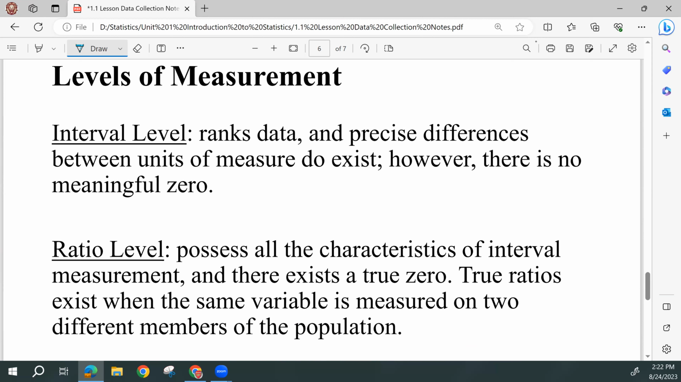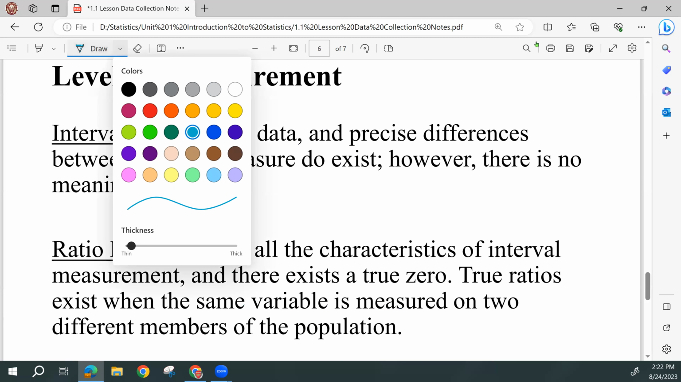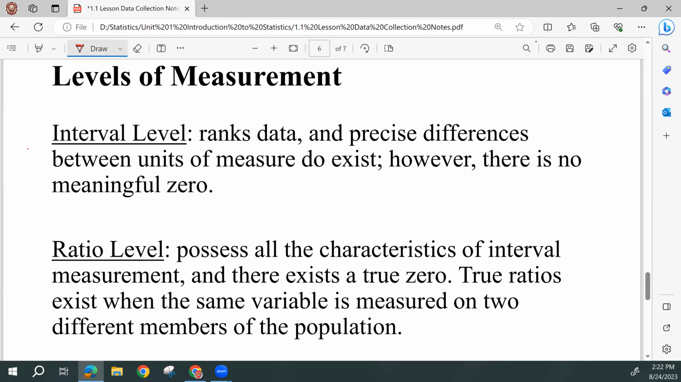And these next two have to do with types of measurement. So an example of an interval level is temperature. Another one would be IQ. So there are precise units of measure. Temperature, we can do Fahrenheit or Celsius. 71 degrees is different than 72 degrees. In an IQ rating, we go from 1 and up. And an IQ of 1 is different than an IQ of 2. An IQ of 10 is different than an IQ of 30.